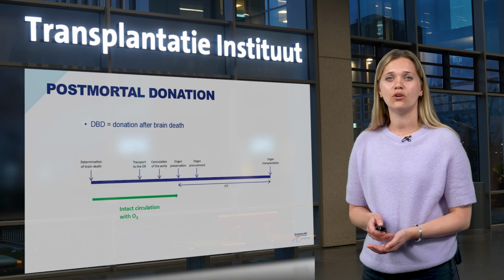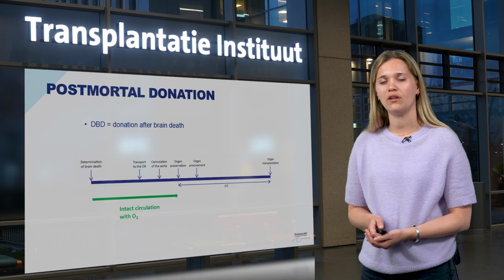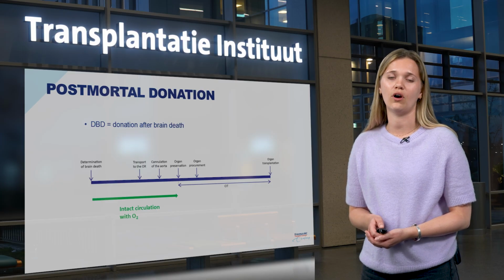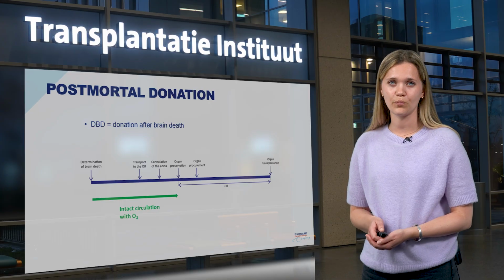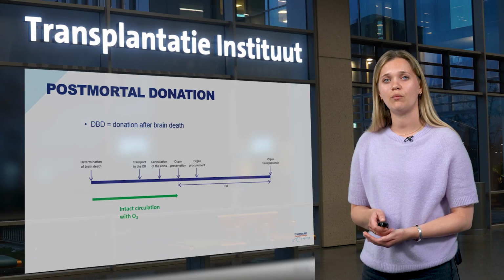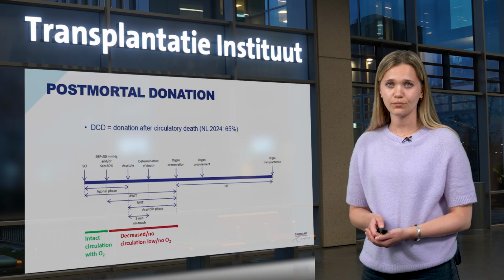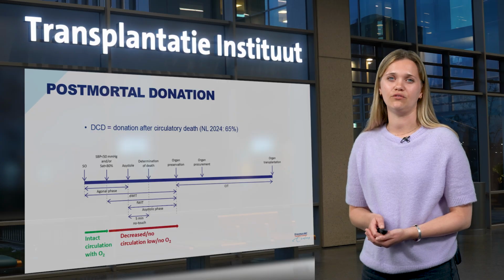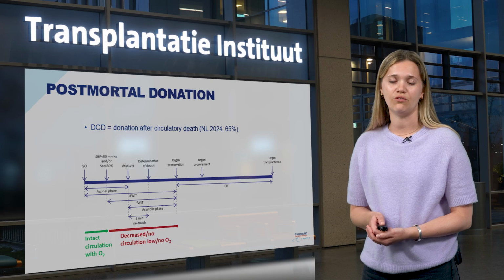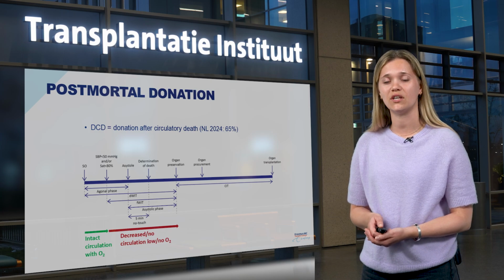And the donor is brought to the OR with an intact circulation with oxygen delivery to the organs. So upon retrieval, these organs still receive oxygen and blood is flowing through these organs. We also have a different kind of donation, which is called DCD, donation after circulatory death. And in the Netherlands in 2024, this was almost 65%.